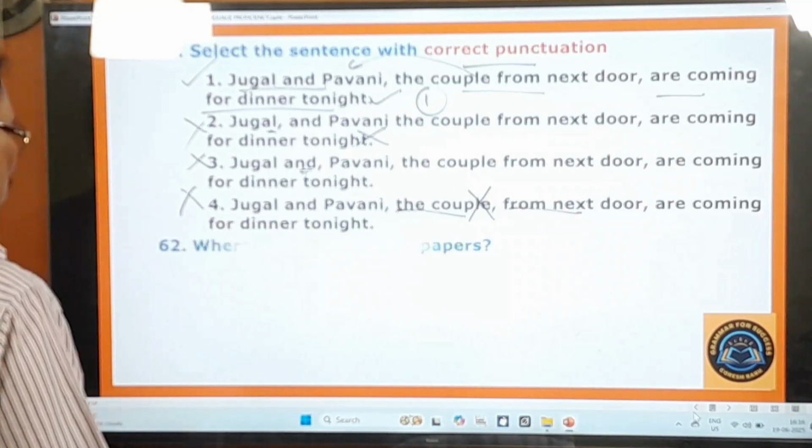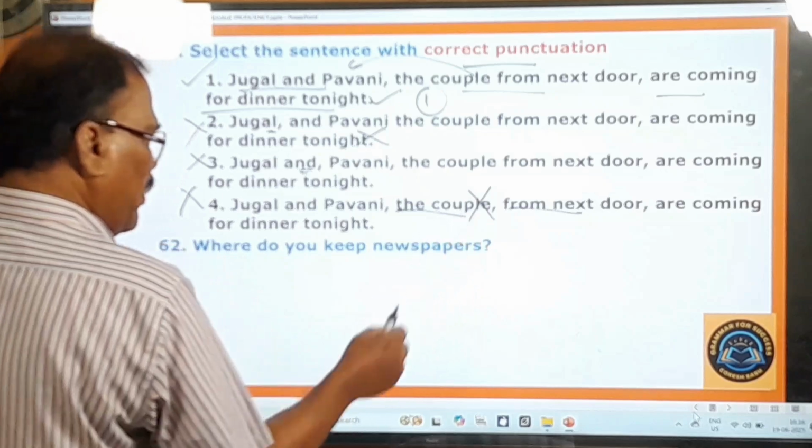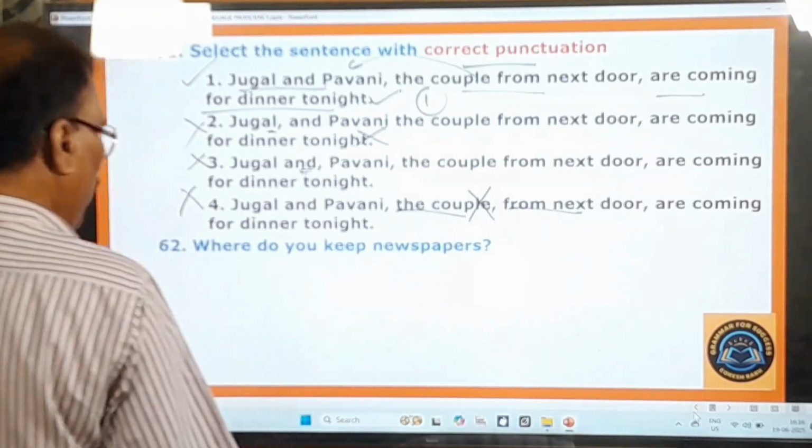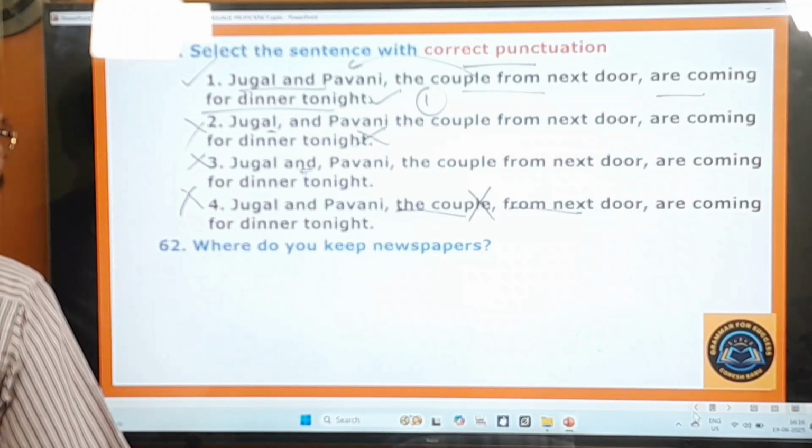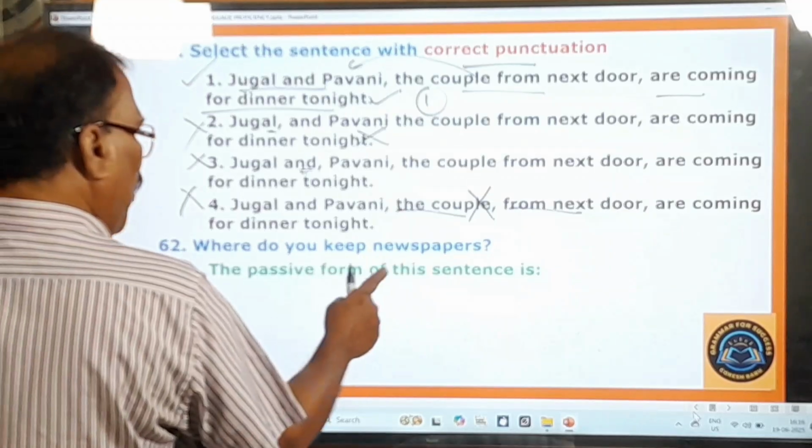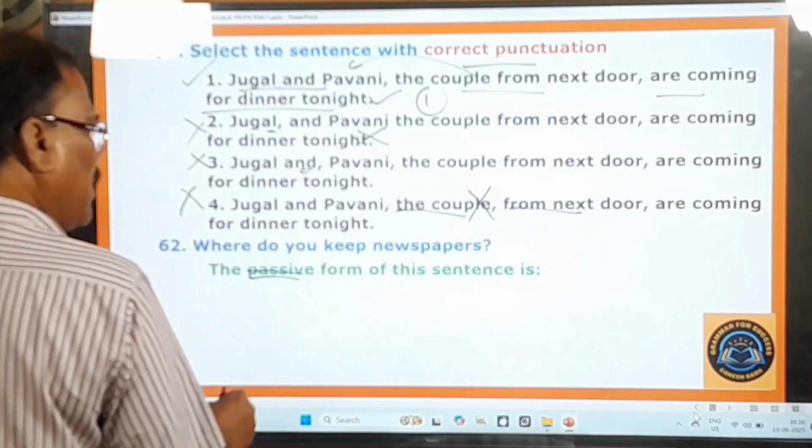Now you go to the next question. Where do you keep newspapers? Okay, this is the question. And what is the actual question here? Here you pay attention. The passive form of this sentence. The passive form. Passive form means what?